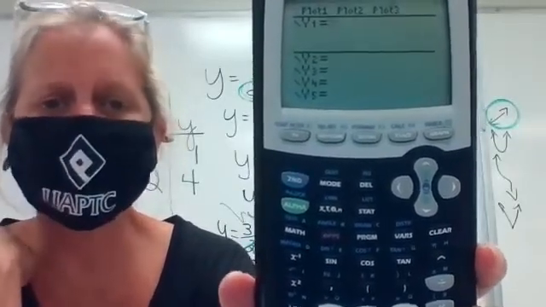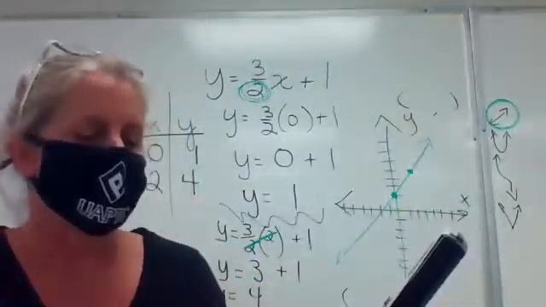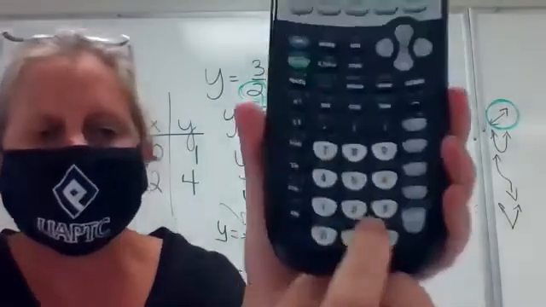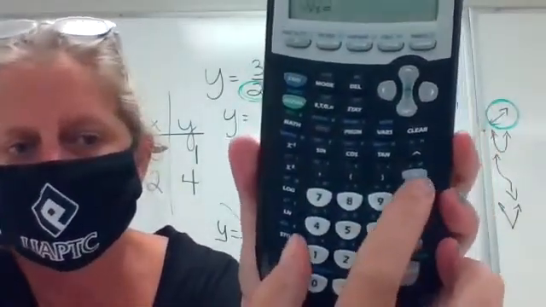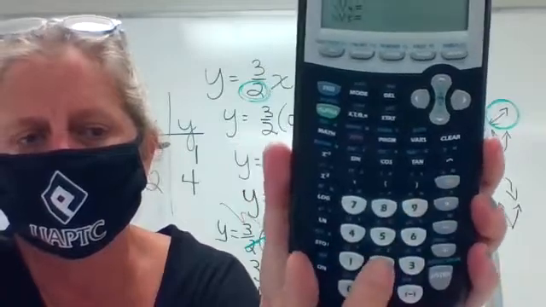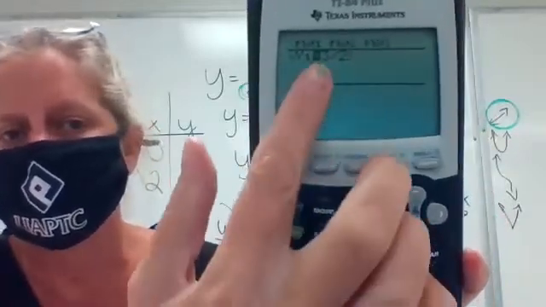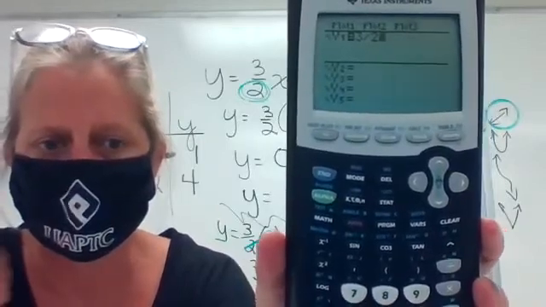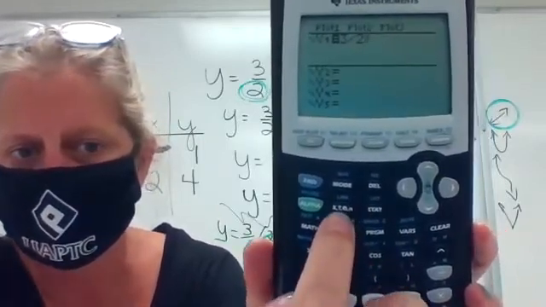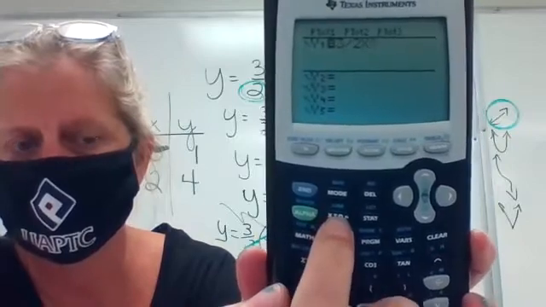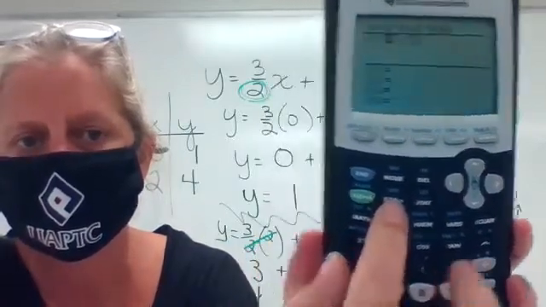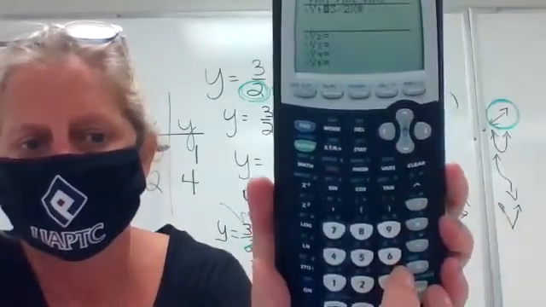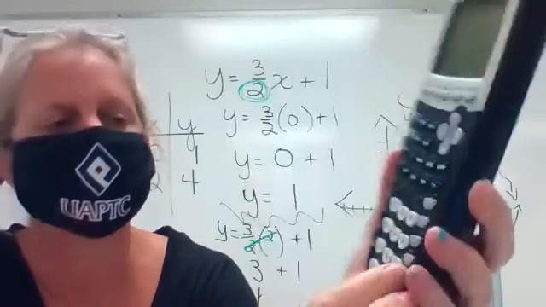To type in 3/2 x, to type in a fraction, you just do whatever the top number is, then hit divided by the bottom number. So 3 divided by 2 will give you this fraction. Your x button is this one right here. So 3/2 x plus 1. So just plus 1.